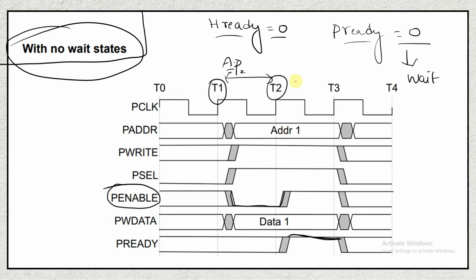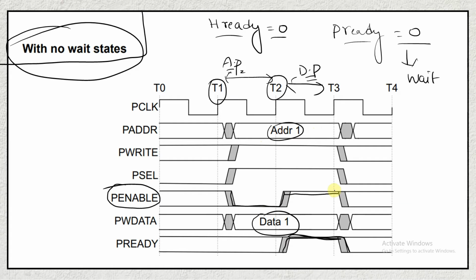Now in the cycle T2 to T3, the master has started a data phase. How can I say it is a data phase? Because you can see PENABLE is equal to 1. If PENABLE is equal to 1, then the master has started a data phase. In the data phase, the master is going to send the data, and that data is received by the slave. During the address phase itself, the master is sending both address and data, but the slave is going to sample that data in the data phase.